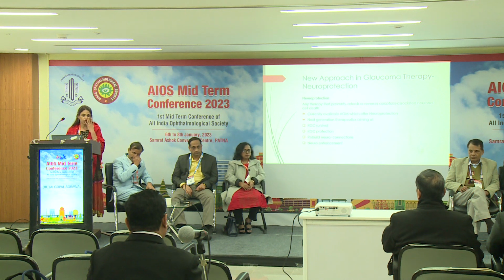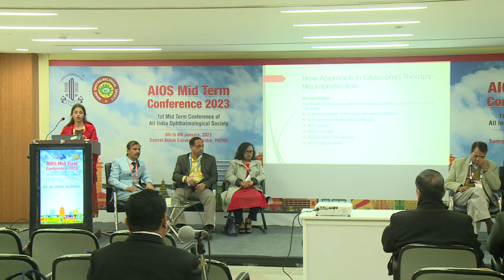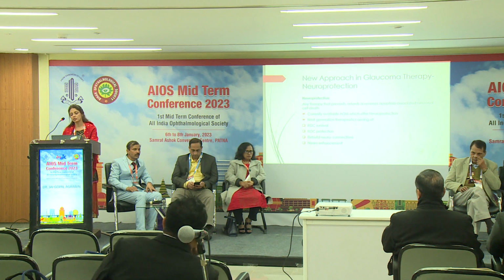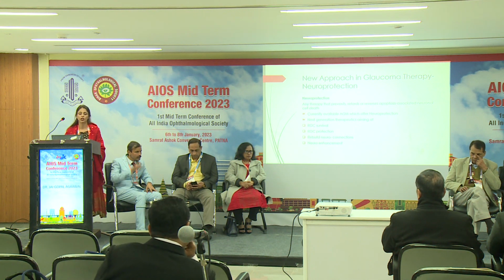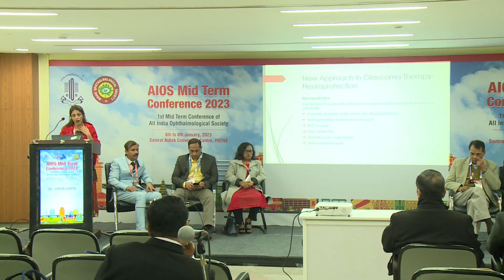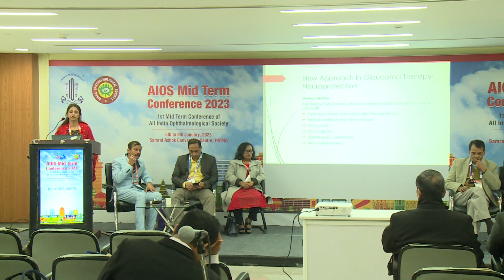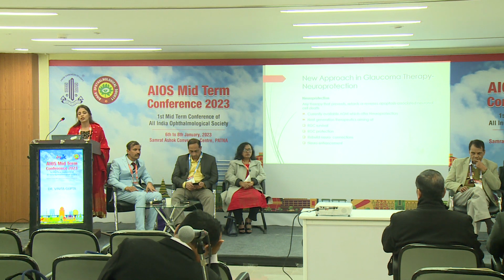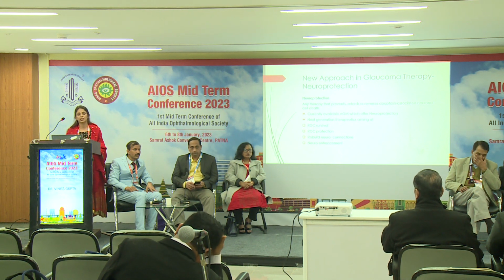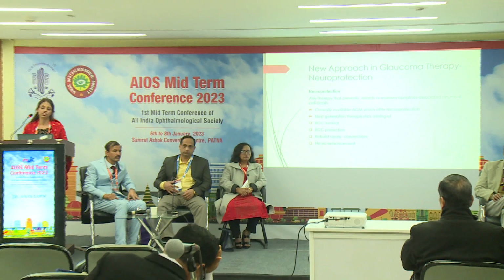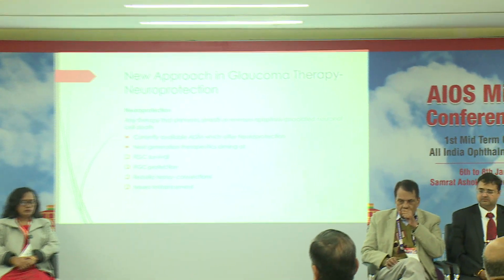So the new approach in glaucoma therapy is neuroprotection, and neuroprotection is any therapy that prevents, retards or reverses the apoptosis-related neuronal death. Currently available AGMs like brimonidine and some other ROCK inhibitors do offer neuroprotection, but for the next generation therapeutics, there are lots of trials going on. Animal trials have already been done, and phase 1, phase 2, phase 3 clinical trials for different types of therapies are going on, aiming for RGC survival, RGC protection, rebuilding the neuronal connections, and the latest is neuroenhancement.